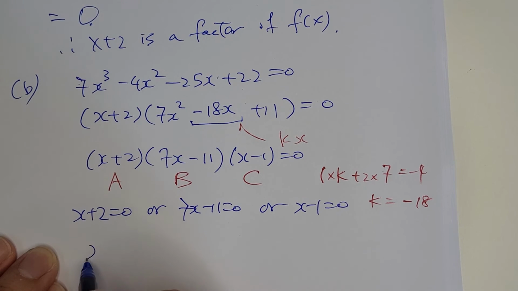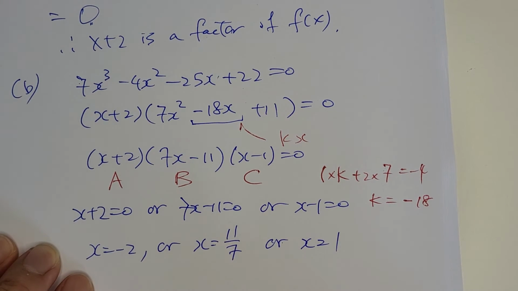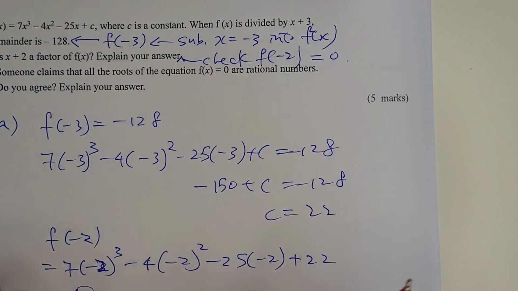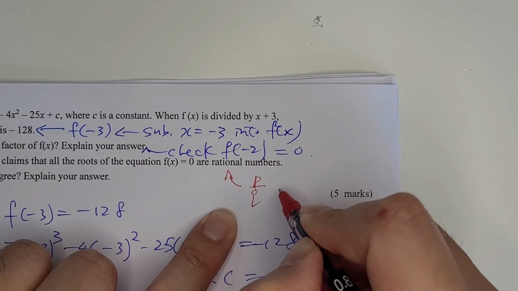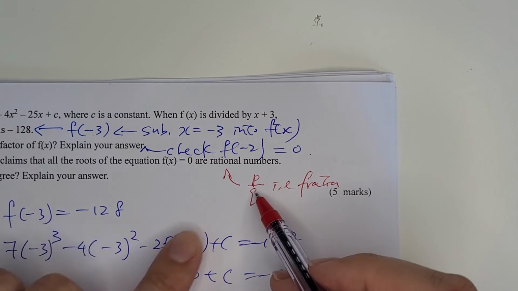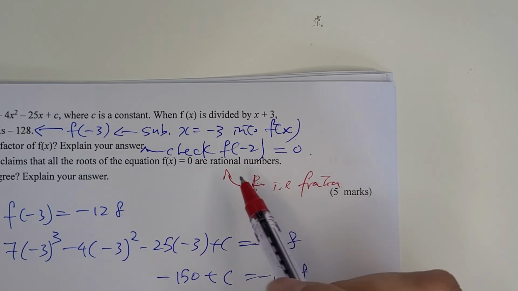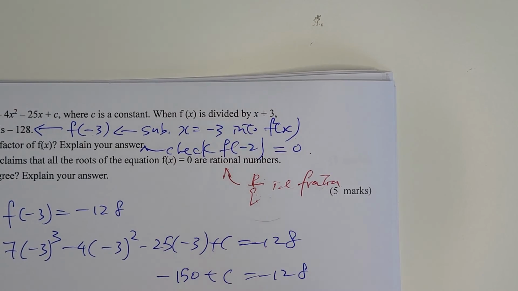And hence, you can get x equals negative 2, or x equals 11 over 7, or x equals 1. You have these three roots now. So go back to the question, what does that mean by rational number? That means the number with the format p over q, that means fraction. p and q are integers, and q is not equal to 0, of course. If the number is in this format, p over q, then we call it a rational number.